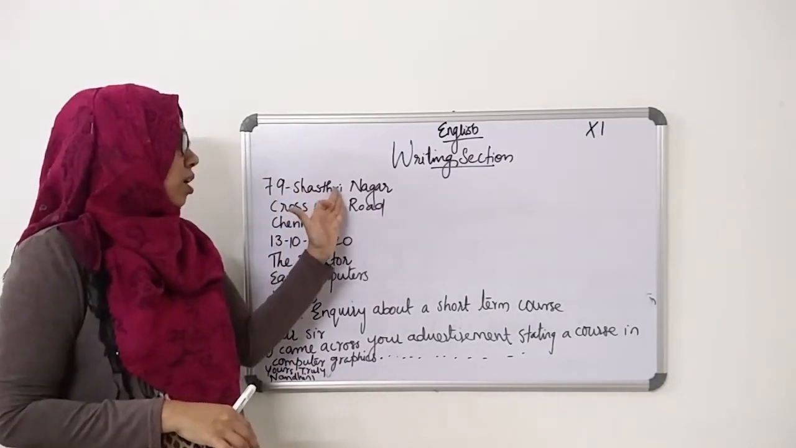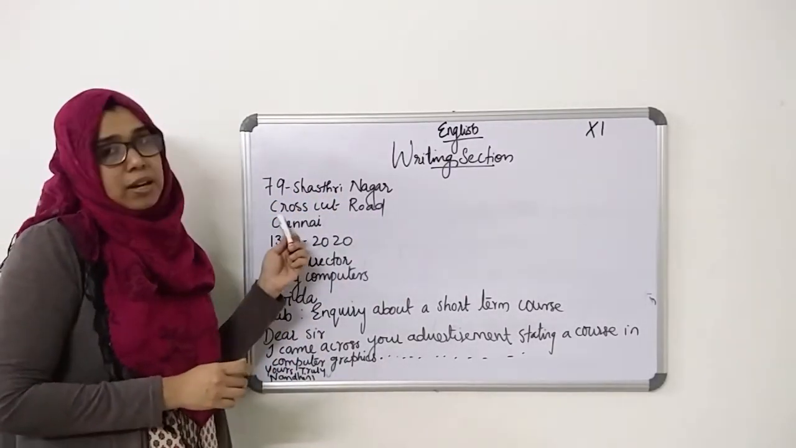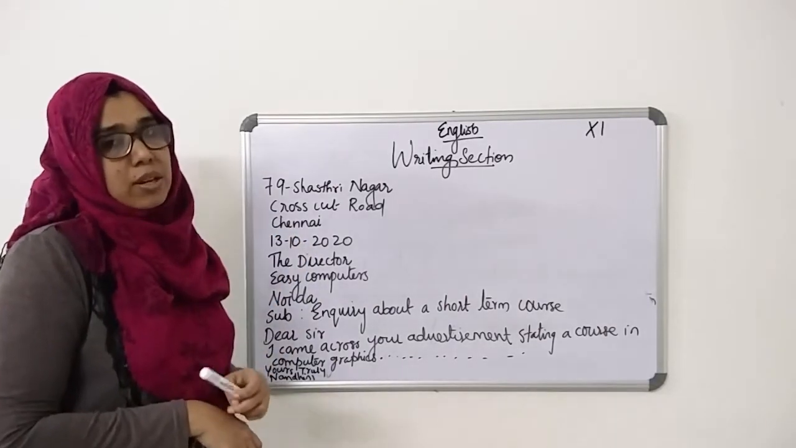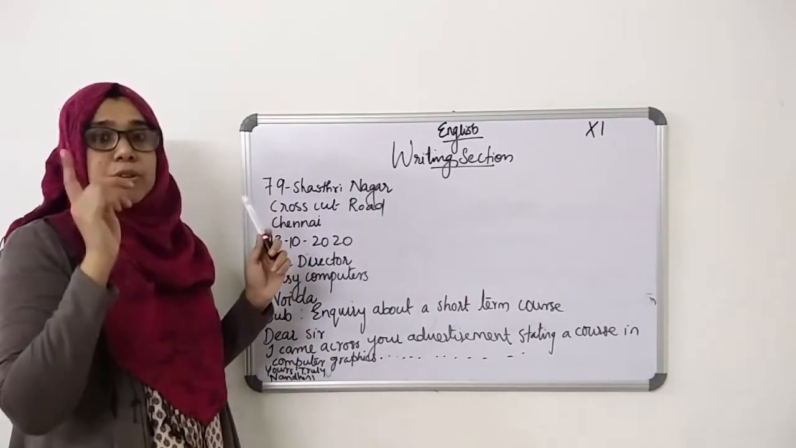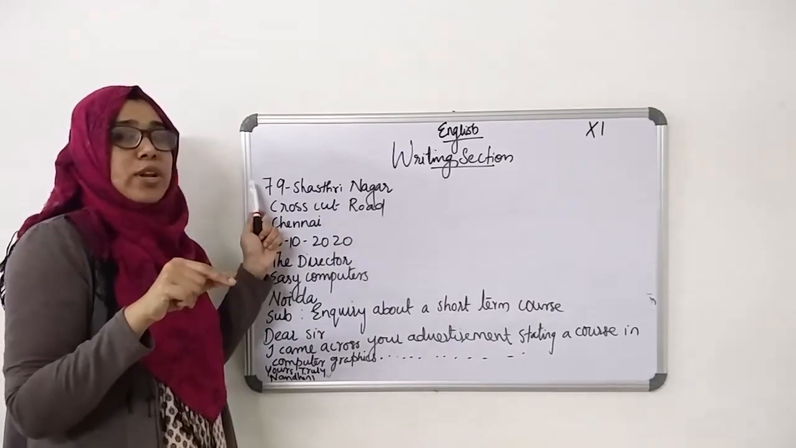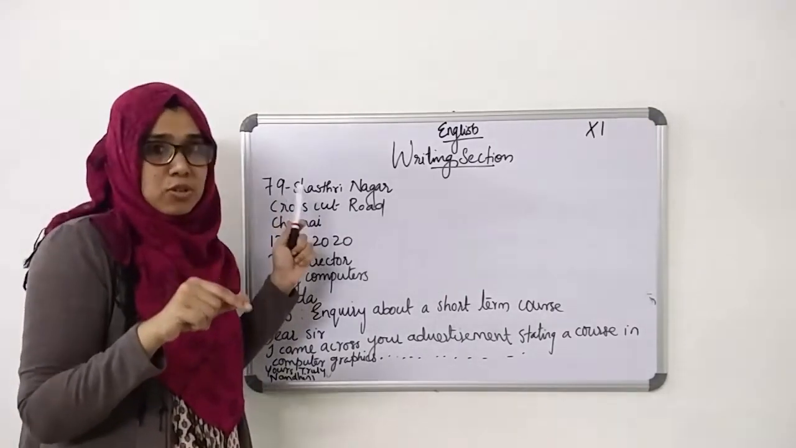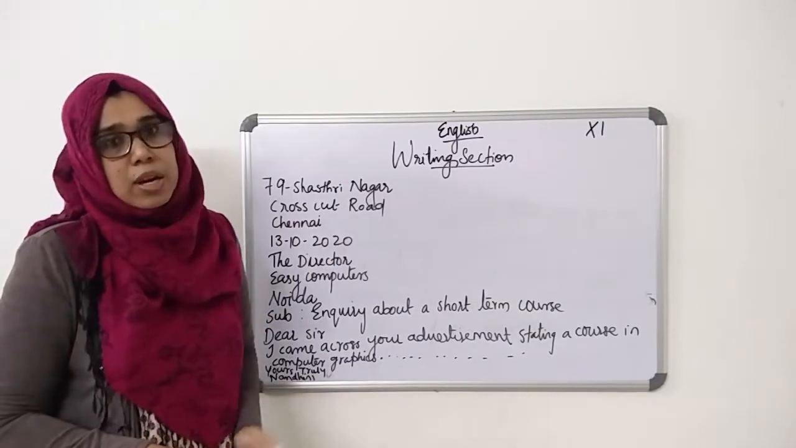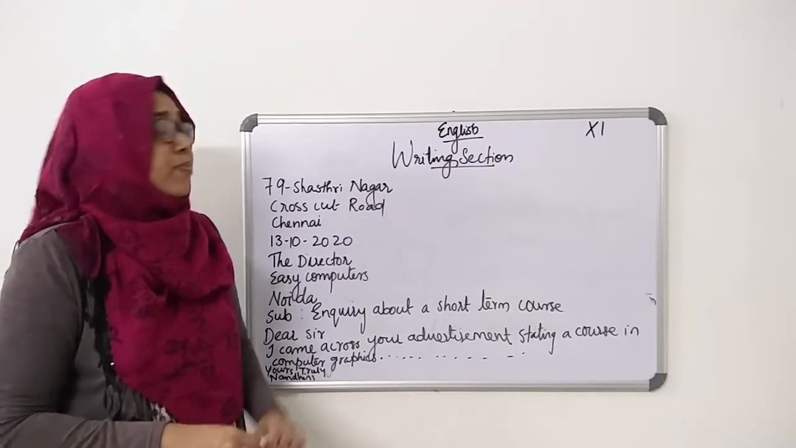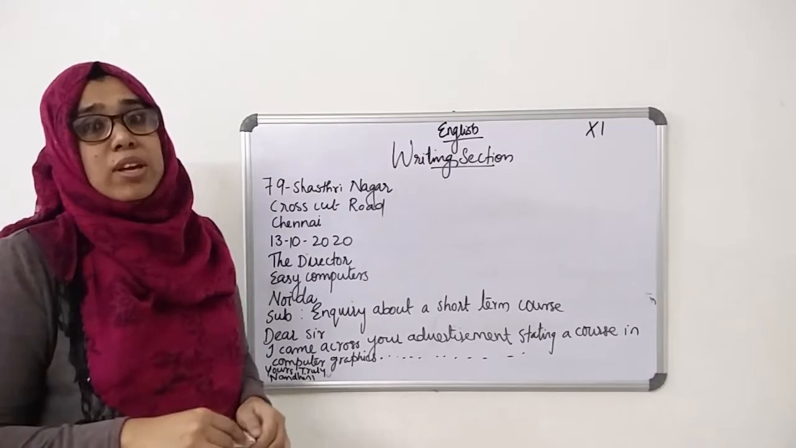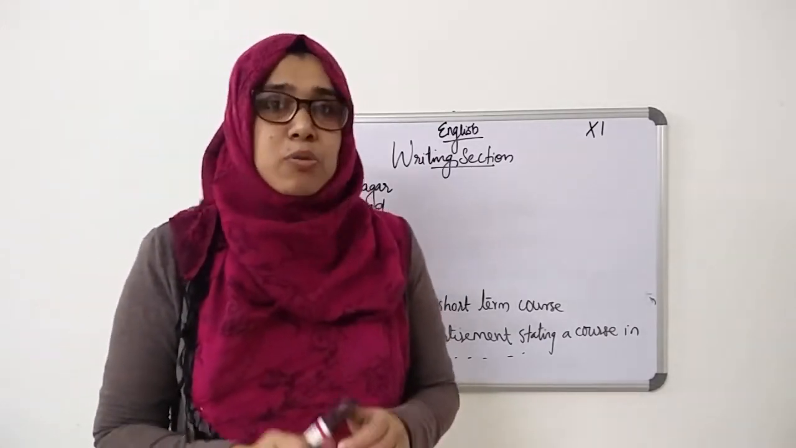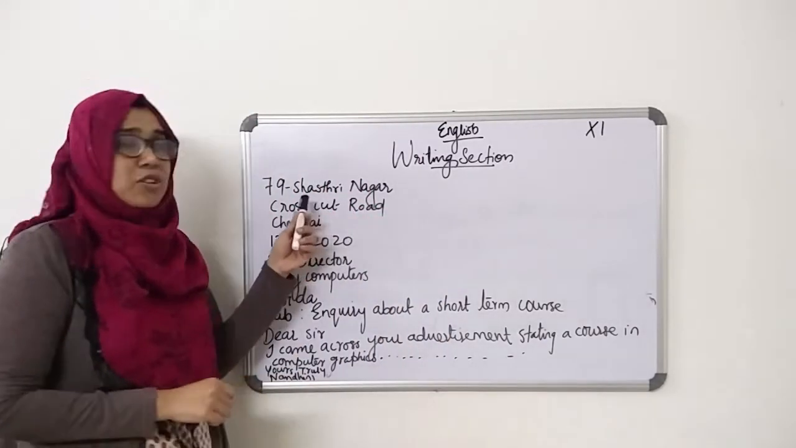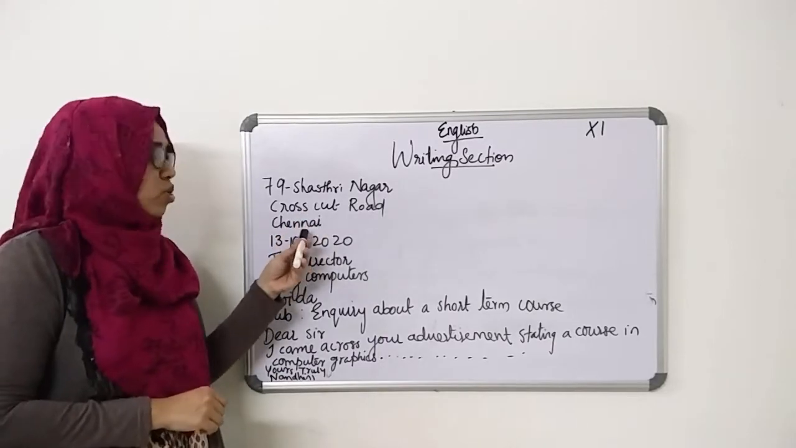79 Shastri Nagar, Crosscut Road, Chennai. That's the sender's address. Before also I told you the same thing: when you start the first letter or the first number, whatever it is, you must follow the same alignment till the end. Here also that's applicable. Now we have written only the sender's address without name. Clear?